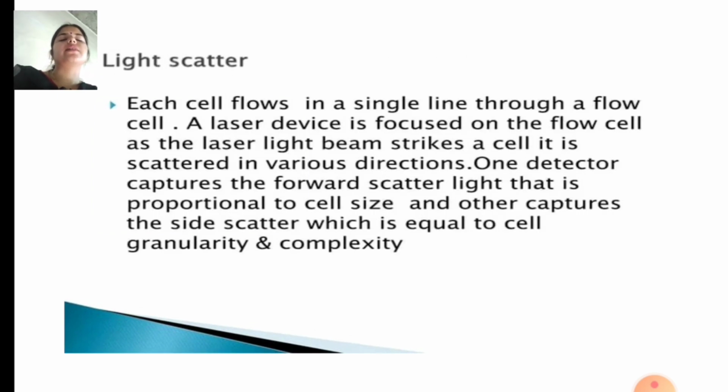Next is light scatter. Each cell flows in a single line through a flow cell. A laser device is focused on the flow cell. As the laser light beam strikes a cell, it is scattered in various directions. One detector captures the forward scatter light, which is proportional to cell size, and another captures the side scatter, which is equal to the cell granularity and complexity.